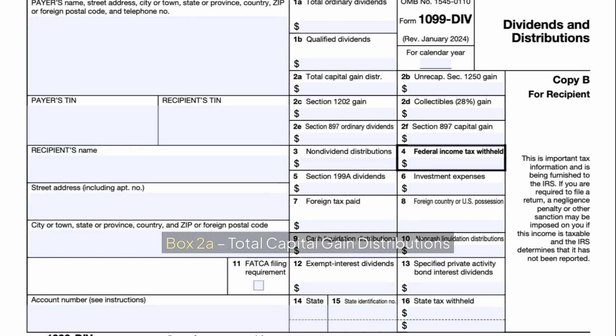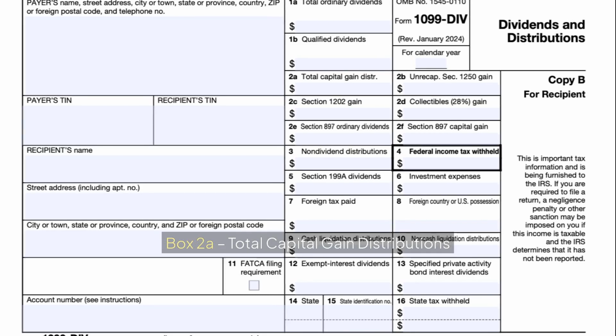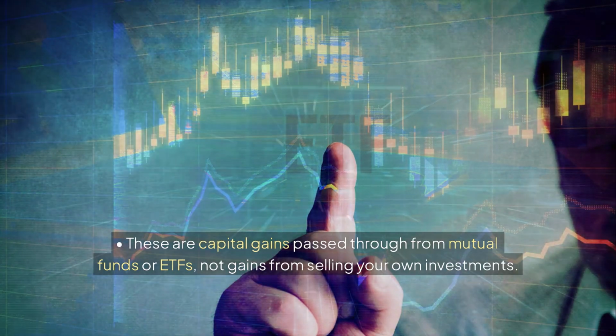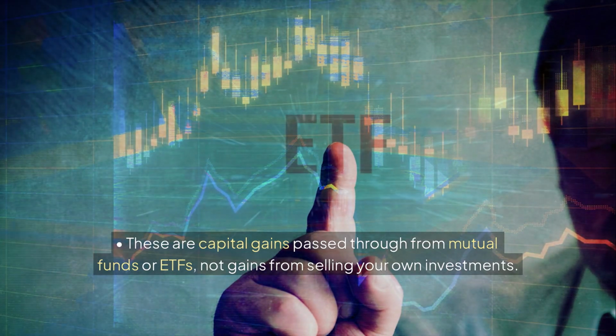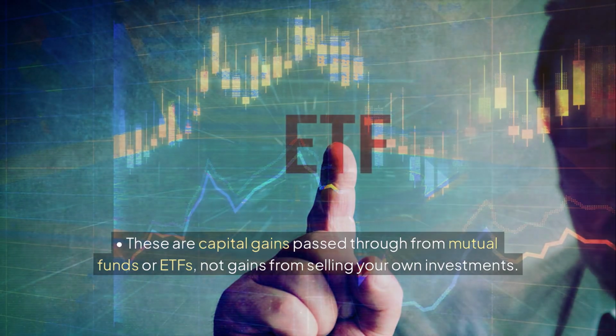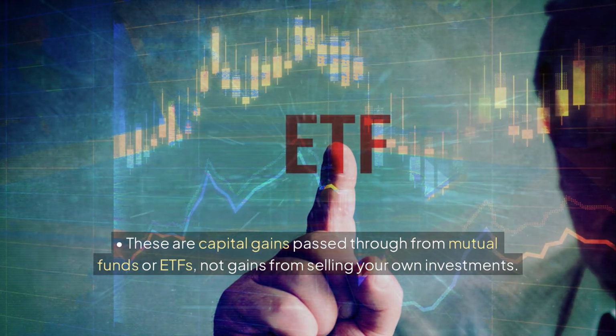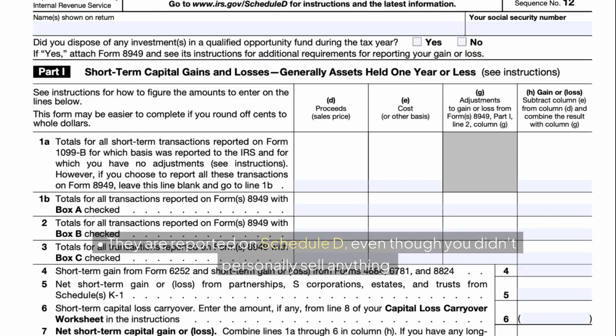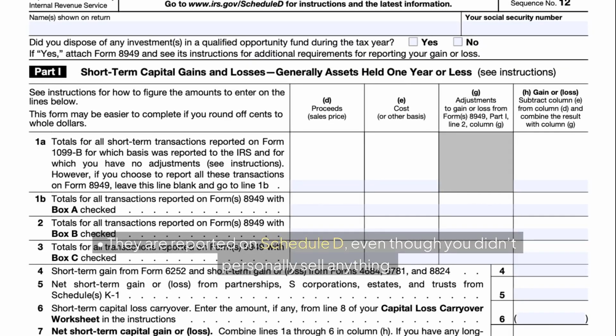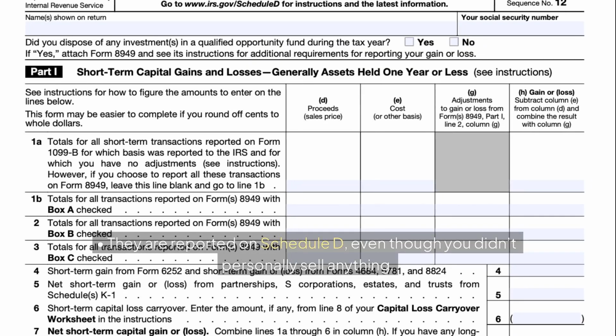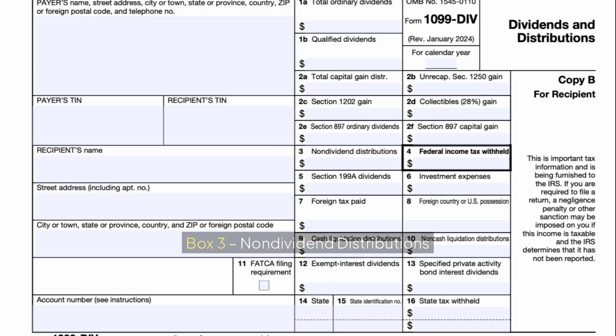Box 2A, total capital gain distributions. These are capital gains passed through from mutual funds or ETFs, not gains from selling your own investments. They are reported on Schedule D, even though you didn't personally sell anything.